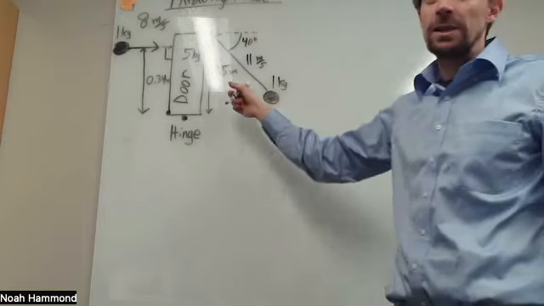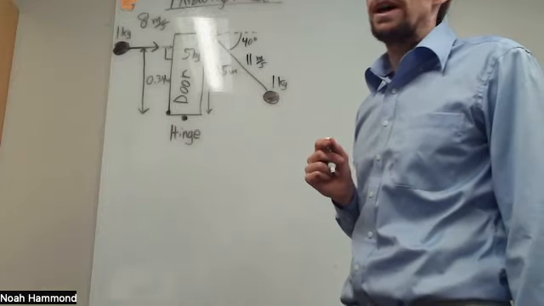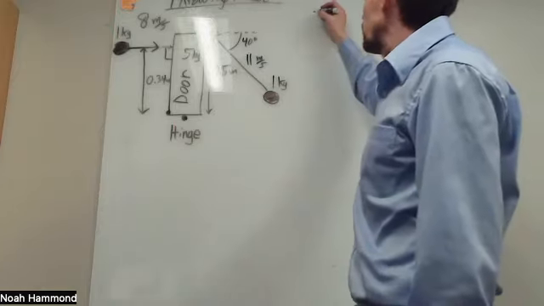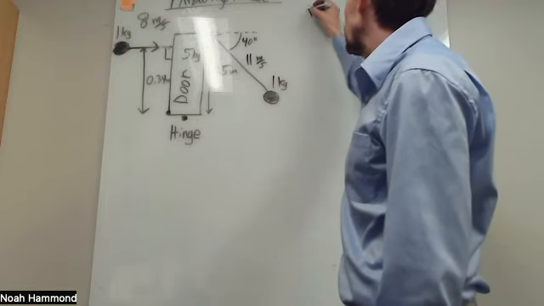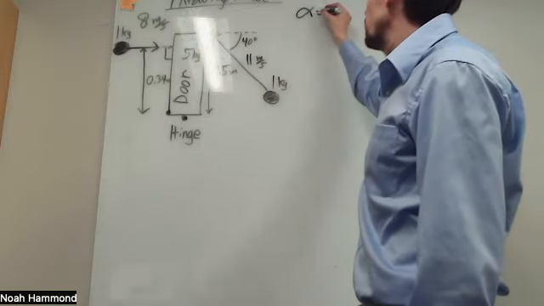But it hits at the very end of the door. So we want to know what's going to happen to this door afterwards. We're going to assume that initially it's at rest, so the initial angular acceleration is 0.